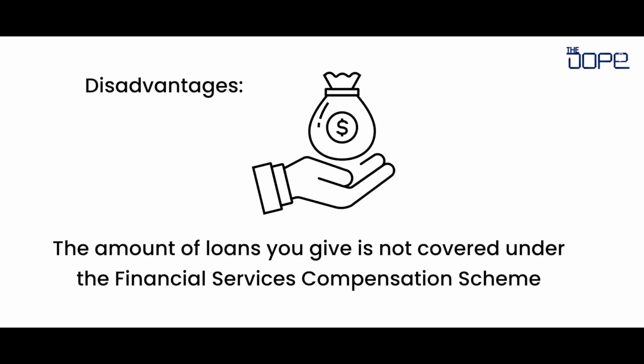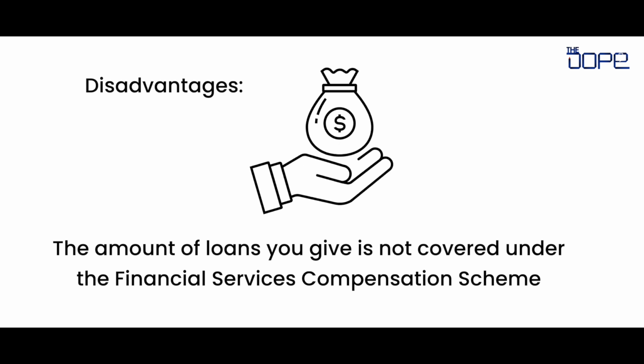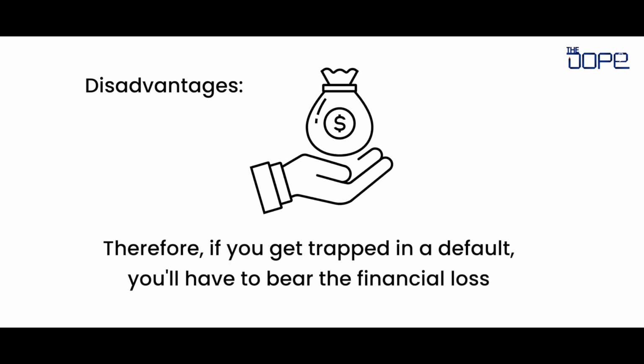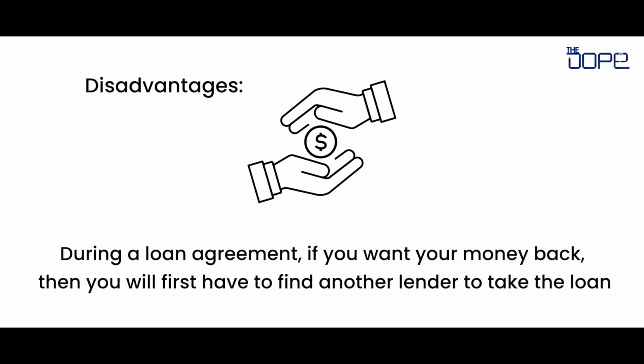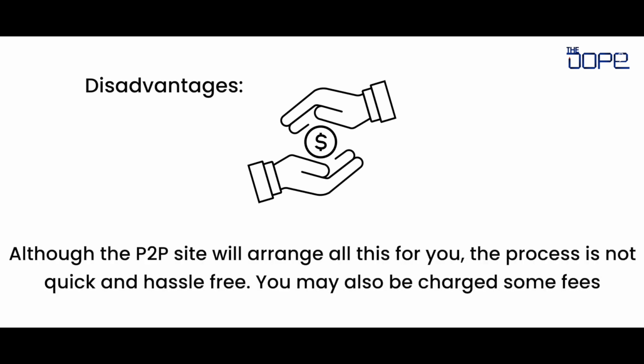There indeed are many benefits for the P2P lenders, but there also are certain disadvantages. Number 1. The amount of loans you give is not covered under the Financial Services Compensation Scheme. Therefore, if you get trapped in a default, you'll have to bear the financial loss. Number 2. During a loan agreement, if you want your money back, then you will first have to find another lender to take the loan. Although the P2P site will arrange all of this for you, the process is not quick and hassle-free. You may also be charged some fees.